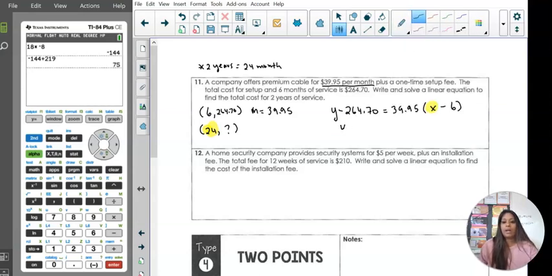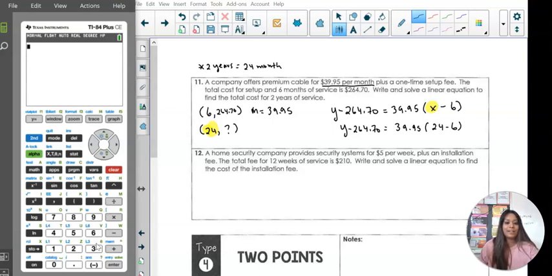So you have here y minus all of this, x is at 24 minus 6, and then we can solve this. So I'm just going to put this part in my calculator. So that's 39.95 times 24 minus 6, all that to be $719.10. $719.10, and then just bring this part over.